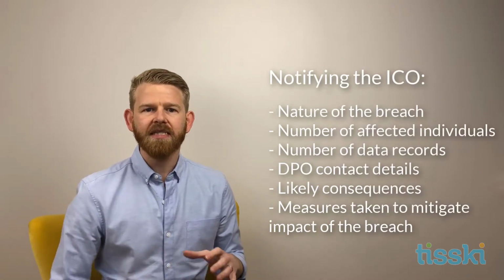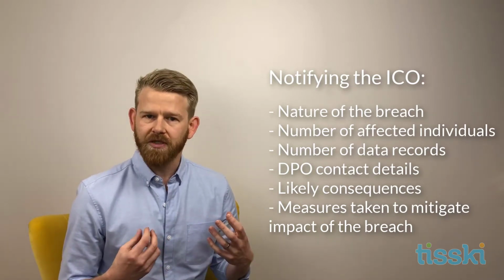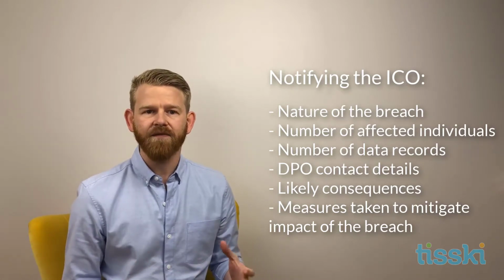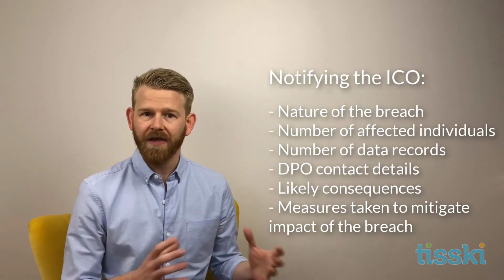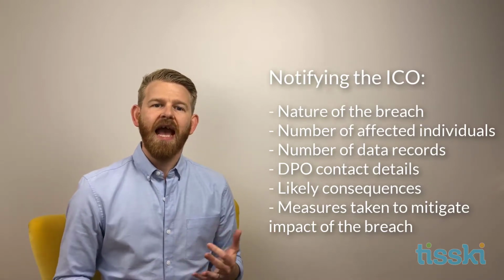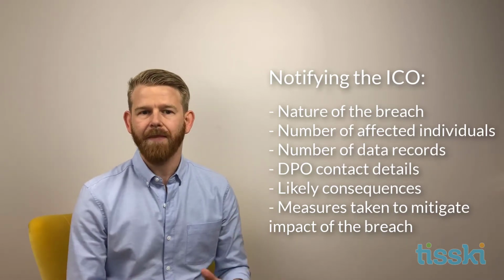Now, when a data breach notification is made to the ICO, there are some key details that should be provided. Those include the nature of the breach, the categories and approximate number of individuals affected, the approximate number of personal data records affected, the name and contact details of your data protection officer or another key contact, the likely consequences of the breach, and the measures taken to deal with the breach and to mitigate any further impact.